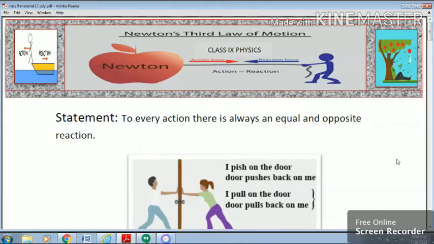Hello students, today we'll start chapter 3D, Newton's third law of motion. So as you can see, Newton's third law: action and reaction.